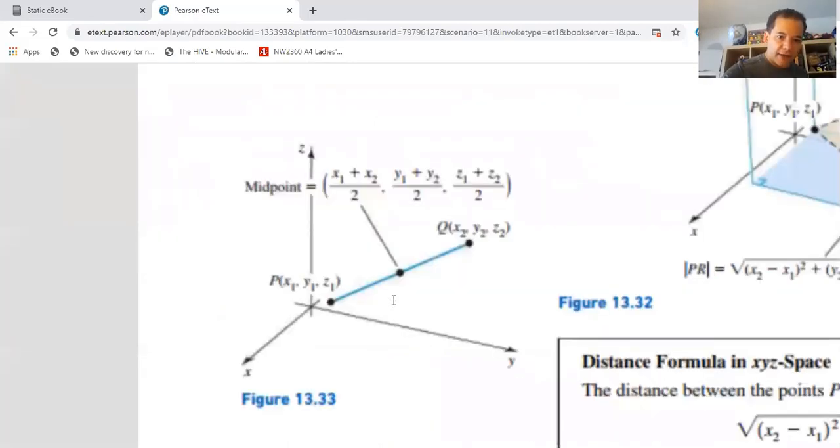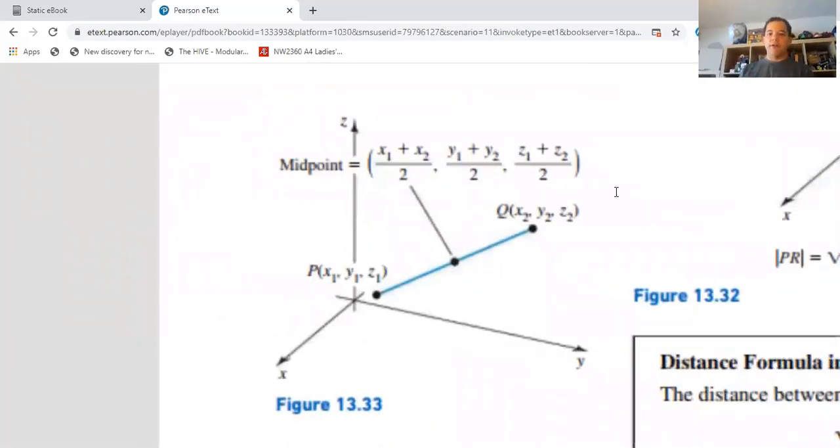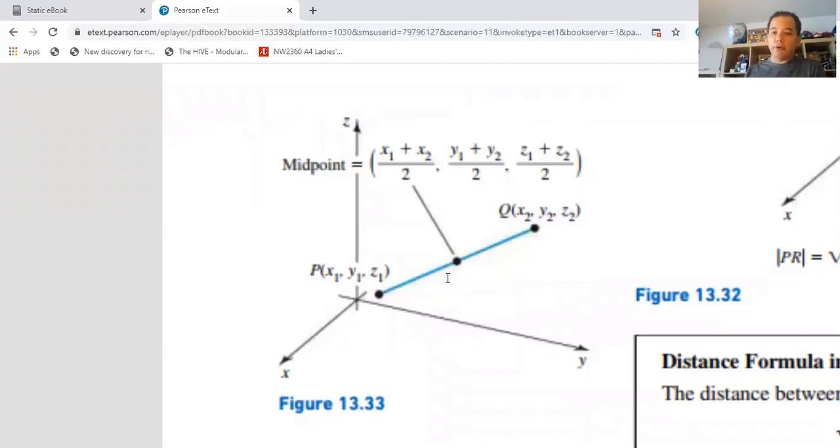So if you want to find the midpoint of 2 points, you do it the same way as you do the midpoint of 2 points in the plane. All you need to do is find out where is the middle of the x-coordinate. And the middle x-coordinate is the average of the x-coordinates. It's (x1 + x2)/2. What's the middle of the y-coordinate? (y1 + y2)/2. And then what's the middle of the z-coordinate? (z1 + z2)/2. So you put the average of those 3 coordinates together, and that will be the coordinates of the midpoint.